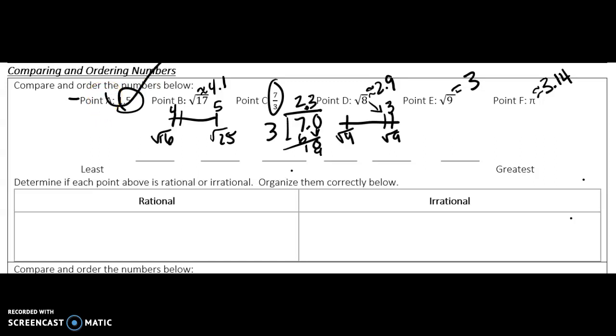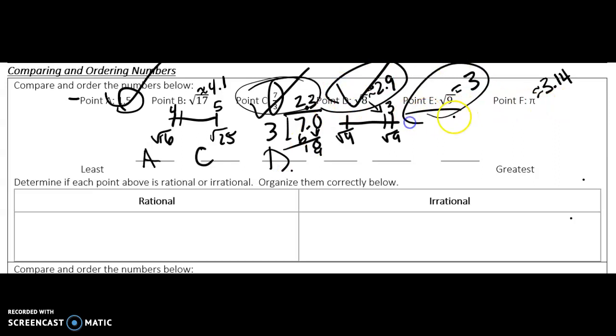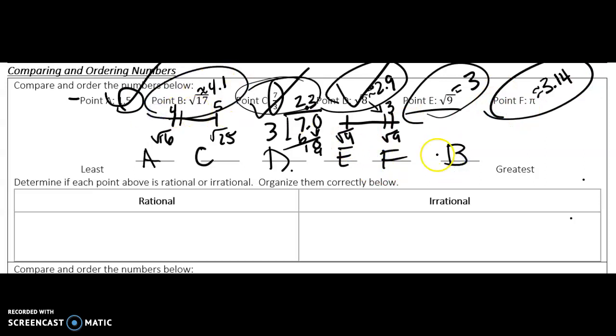So my smallest number is point A at 1.5. After that, our smallest one is point C because it's about 2.3 something. From there, the next one that started with a 2 was point D. From there, I'm up to point E, which was a solid 3. Right after that was point F, which was 3.14, and our largest was point B.